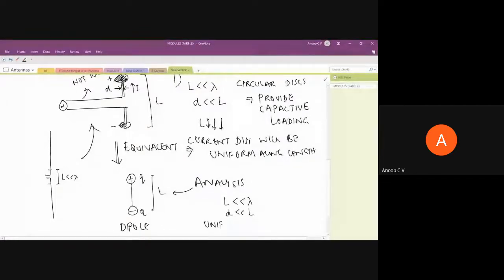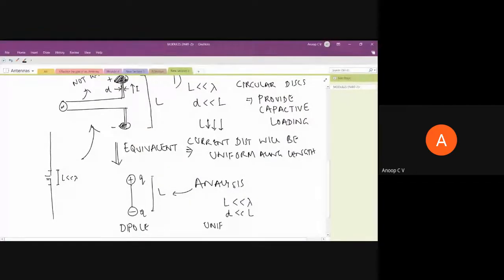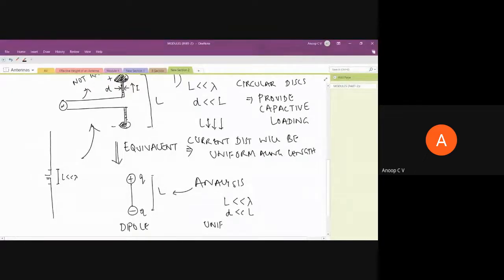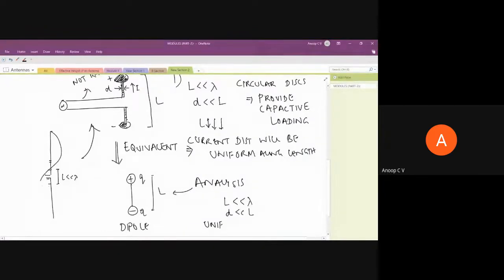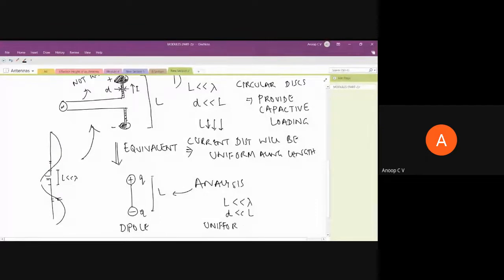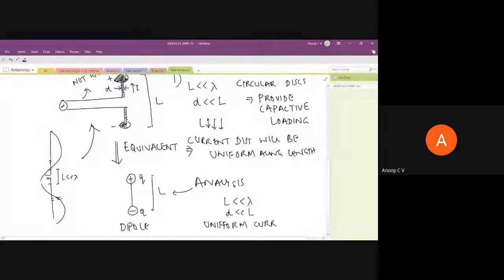So the current at each and every point on this conductor will be the same at any given time. But with respect to time, it will change. At any given time, if you observe the current along the length, it will be constant. Why? Because it's a very small length which we are considering. Even though over a very large length current will vary sinusoidally, if you consider a very small length, you can assume the current is constant. So it has uniform current distribution over its length.